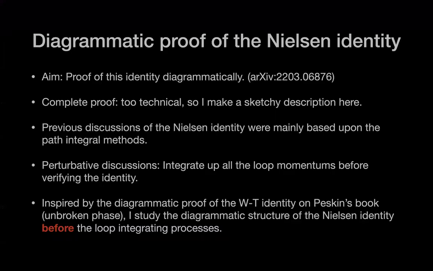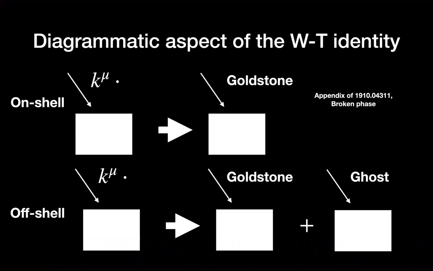So here is the basic idea to prove the Ward-Takahashi identity in the broken phase. Before, in collaboration with Professor Cole, we published a paper about the dark matter bound states. We also discussed the gauge invariance of the physical observables of the dark matter bound states there. And in this appendix, we proved the Ward-Takahashi identity diagrammatically in the broken phase.